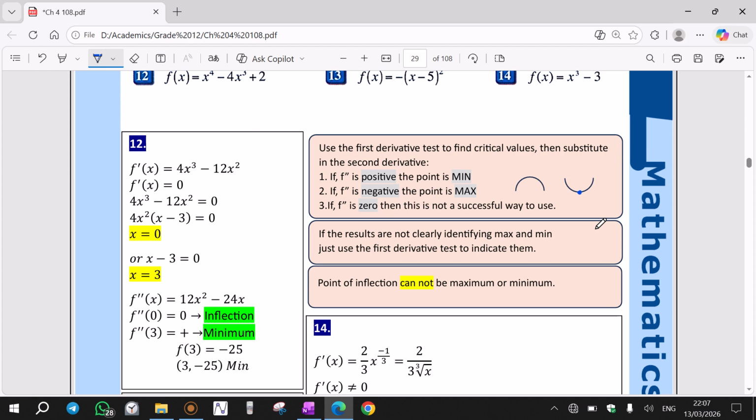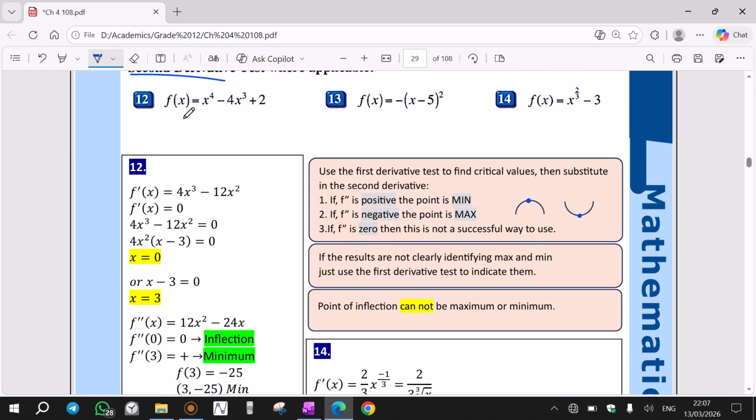And if f double prime is negative, the function is going to be convex, and convex is creating maximum. Keep this in mind. If f double prime is positive, we're going to have minimum. If f double prime is negative, we are going to have maximum. And if f double prime is 0, then the point is going to be a point of inflection. Now let's solve these three questions using this idea.